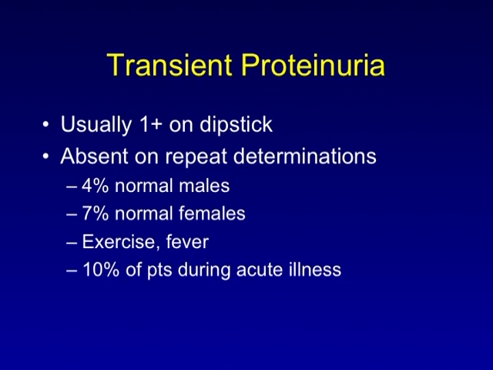A brief word that could show up on the boards about transient proteinuria. Often the dipstick, due to this concentration problem, is less sensitive. But there are situations where patients will have either transient or false positive proteinuria. So obviously we would repeat it, and this is a relatively common problem occurring in about 4% of males and 7% of normal females, and is much more common after vigorous exercise or any febrile illness. Even patients with an acute illness may have transient proteinuria. That does not necessarily imply the presence of chronic kidney disease.